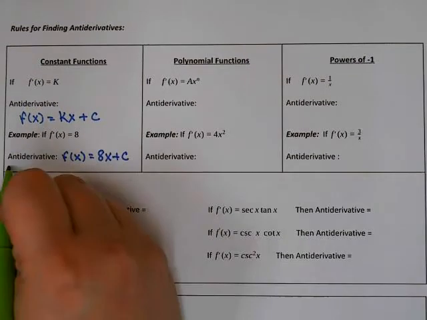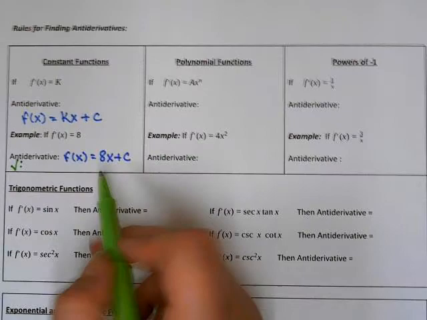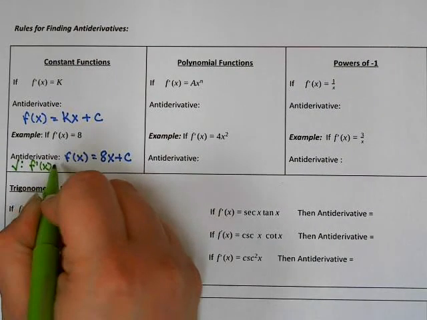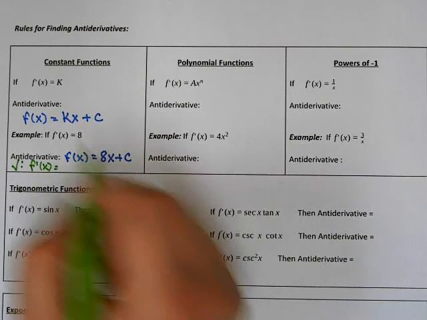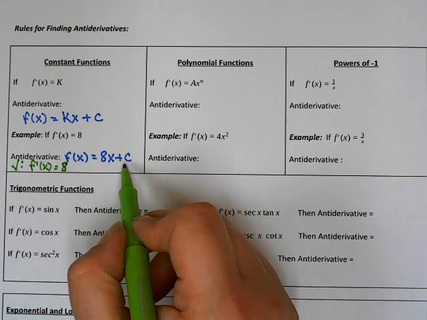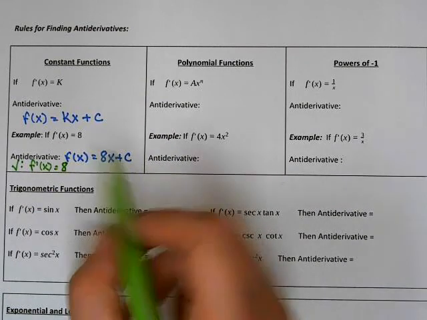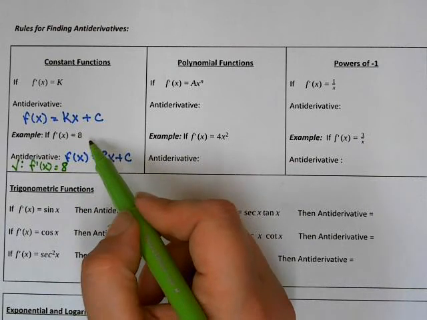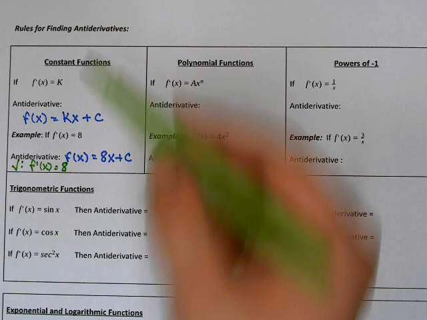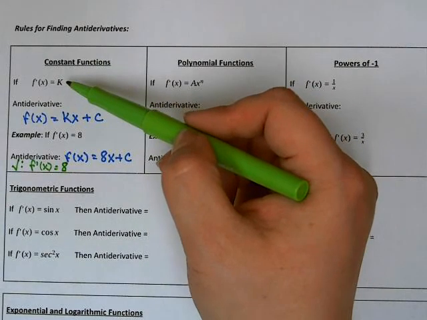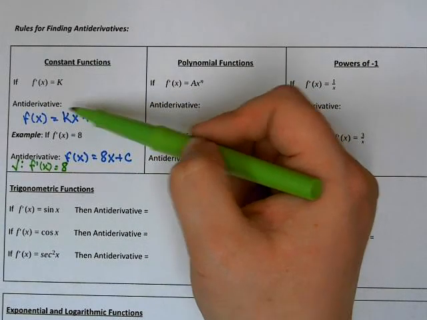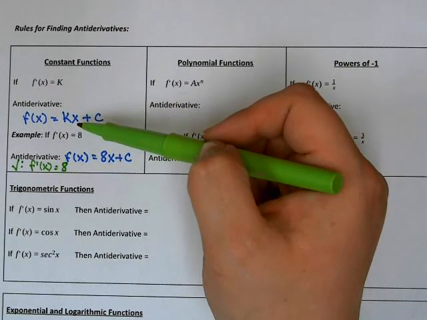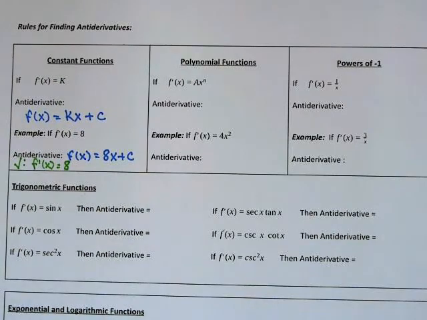So if I wanted to do a check, f prime, let's see. Well, the derivative of 8x is just 8, and the derivative of plus c is 0, which means I got back to my original first derivative here that I was given, so I know that this is right. Anytime you have a constant function, we just need to take it and turn it into a linear function. That slope that we got there is just the slope of the line. So that one should be pretty straightforward.